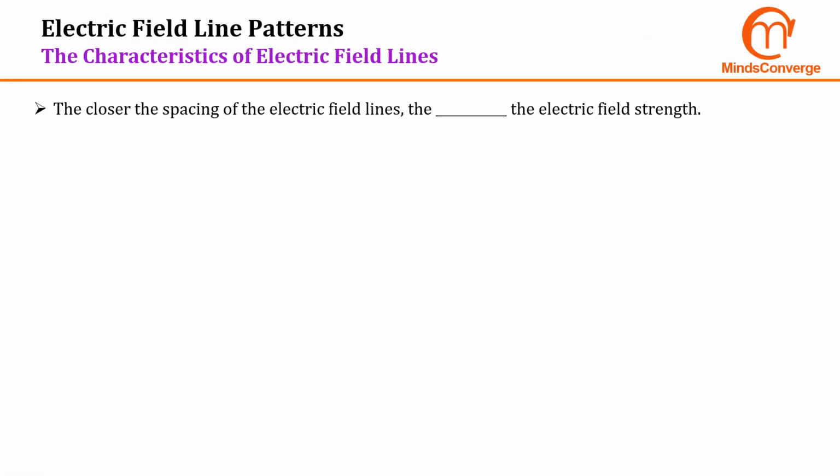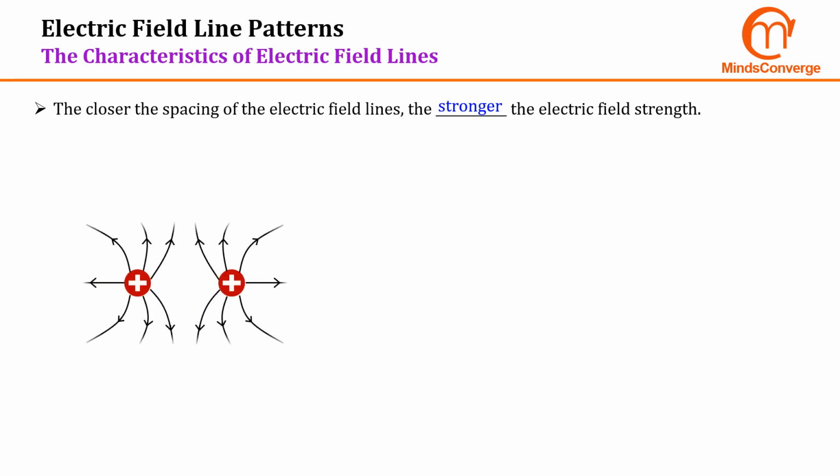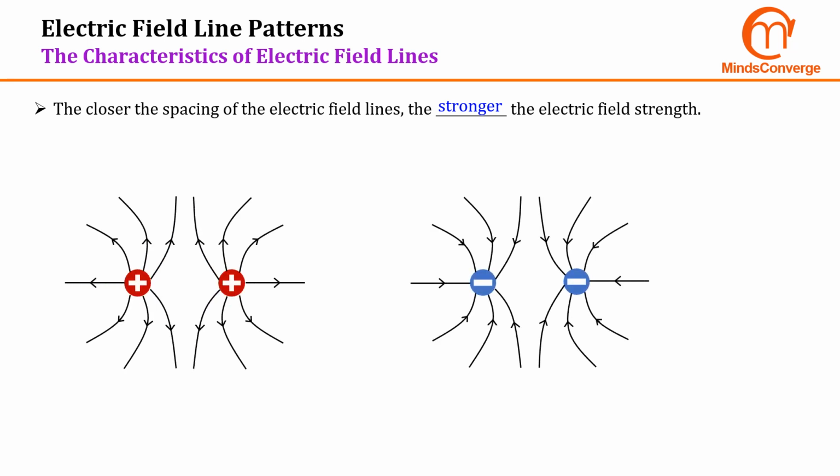The closer the spacing of the electric field lines, the stronger the electric field strength. For example, consider the electric field around two positive or two negative point charges. There are 2 points, point A and point B, in the electric field. The spacing between the electric field lines at point B is closer than the field at point A. Hence, the electric field strength at point B is stronger than the field at point A.